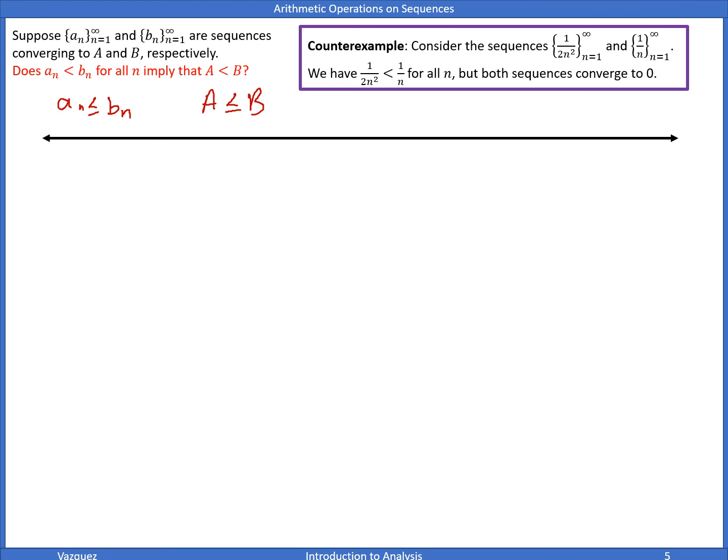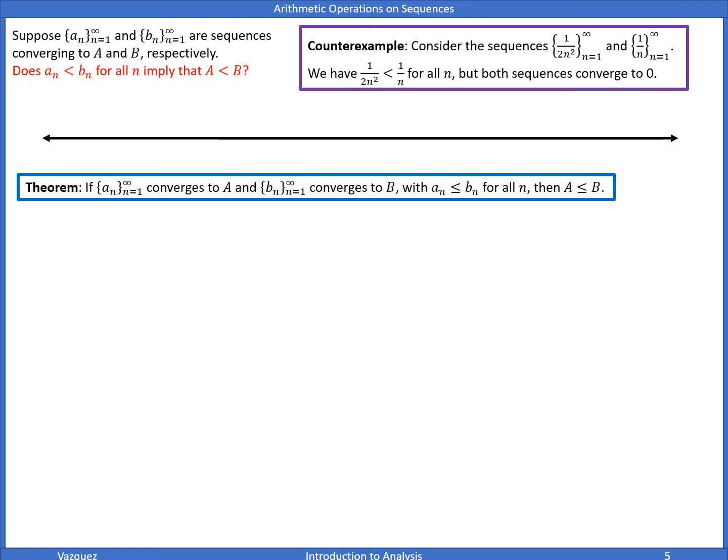Right, and I have the real line up here just in case we need it for our proof or our theorem. But the way this is going to work is by contradiction. We're going to show that a greater than b leads to a contradiction. And hopefully this real line helps with the understanding of this proof. But we're going to present the theorem. If an converges to a and bn converges to b, with an less than or equal to bn for all n, then the limit point a is less than or equal to b.